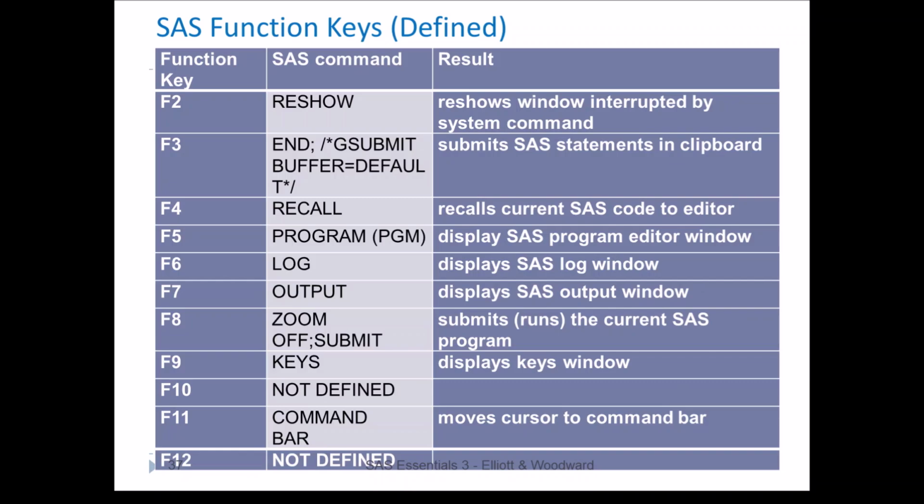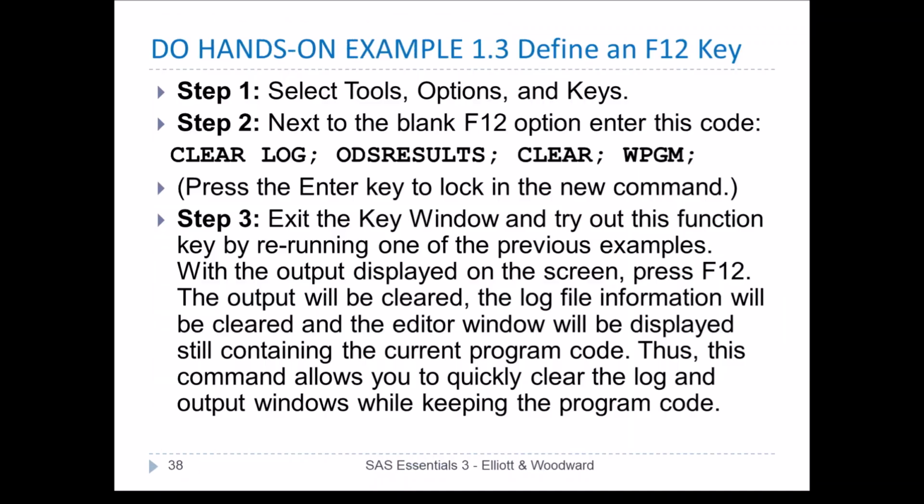F12 is not defined, but we're going to create our own F12 here in just a second. The reason we're doing that is it's going to come in handy as we're doing multiple programs in SAS, multiple examples. SAS tends to accumulate the output within the results viewer and also within the log. So if we run example after example after example, it starts getting very, very cluttered. So what we want to do is clean things up between examples. And that's why we're going to create an F12 key to do that.